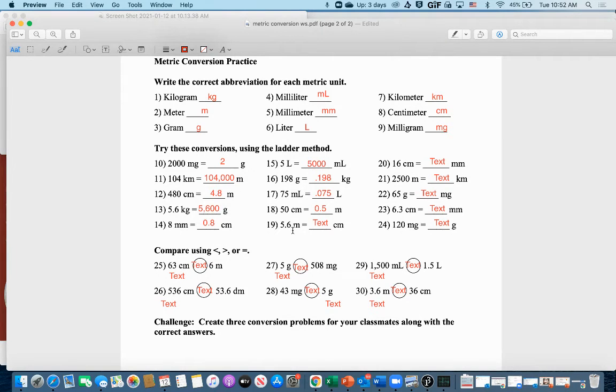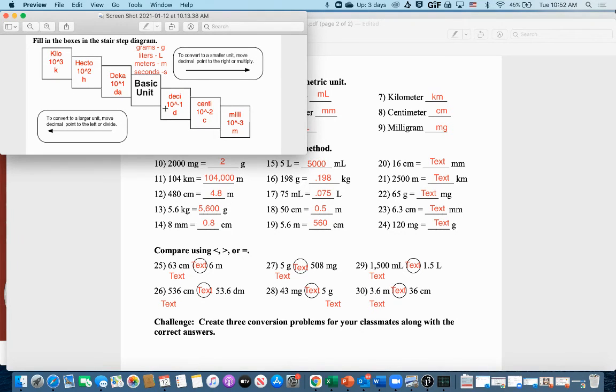Okay, now I'm going to go the opposite direction here, right? Meters to centimeters. So now I'm going 2 down, right? So it's going to add 1, 2 to the right here. And so 560 centimeters. Hopefully you got those right. If you didn't get them right, take a look at your chart and make sure you're going the right direction of what you need to be.